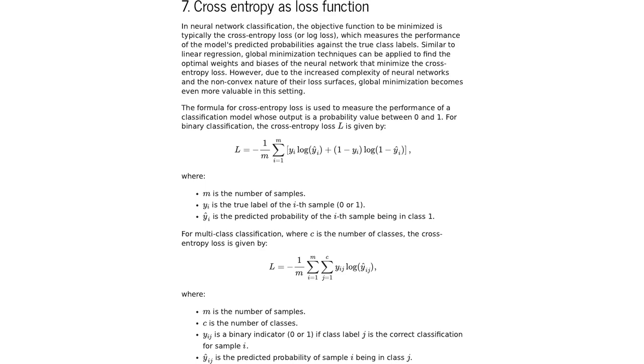A similar formula exists for multi-class classification, where the loss is summed over all possible classes. The ultimate goal of training is to find the optimal weights and biases that minimize this cross-entropy loss, making our model as accurate as possible.